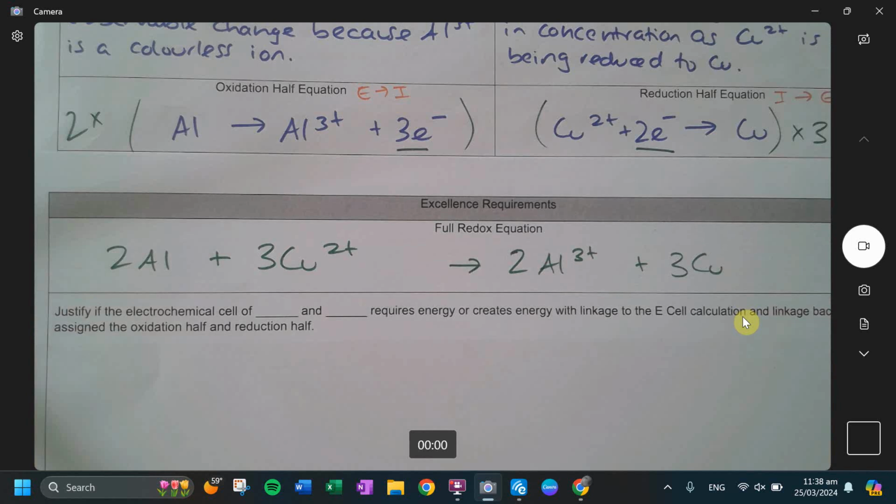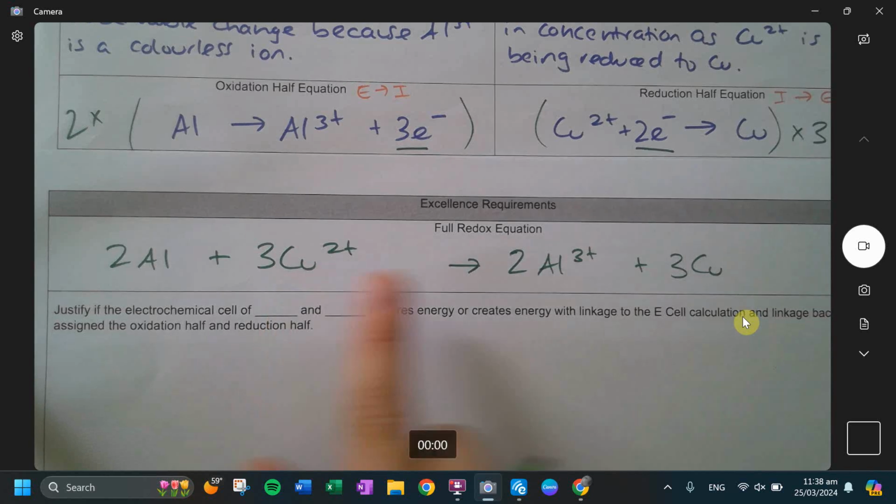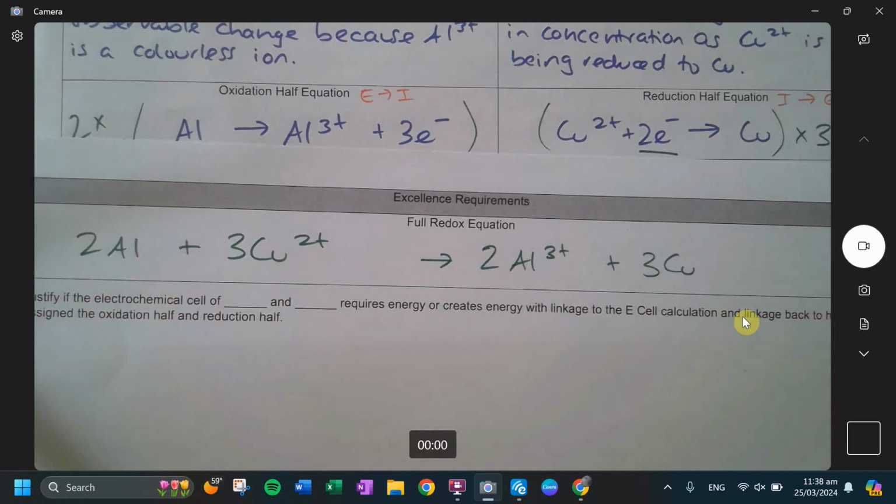And then that's that equation done. Be mindful with the equation, you should have one ion and one element. You should not have two elements or two ions in this case, because one's going from ion to element, one's going from element to ion. So different look compared to the electrolytic cell.